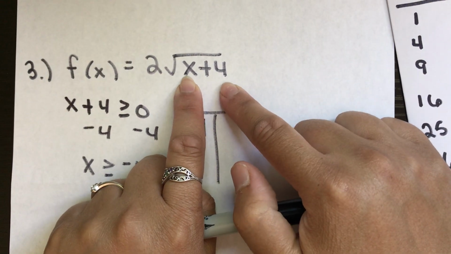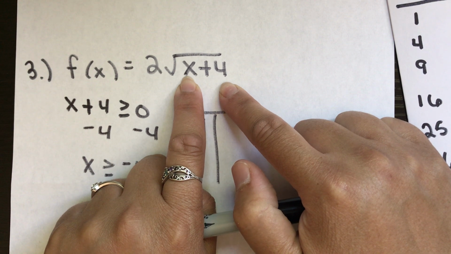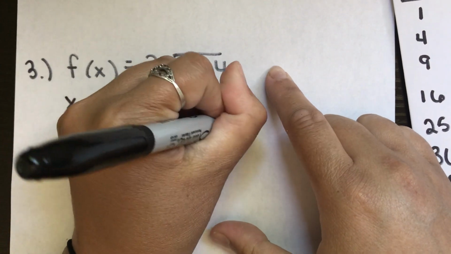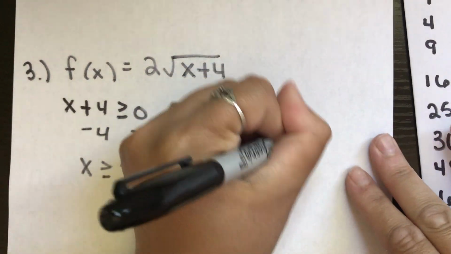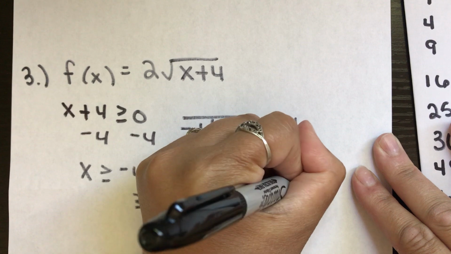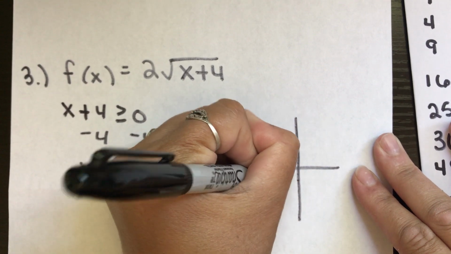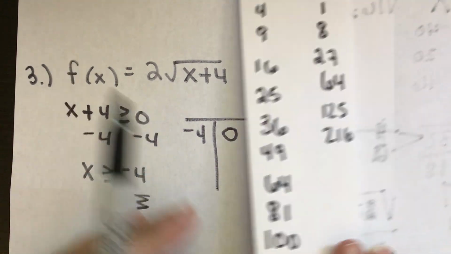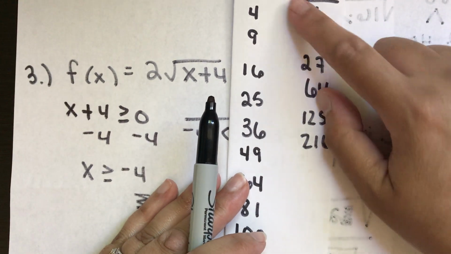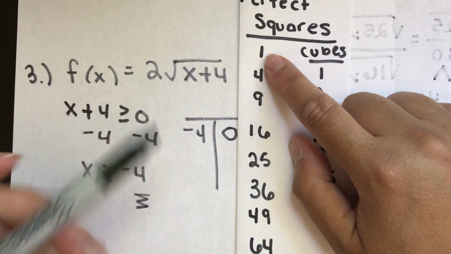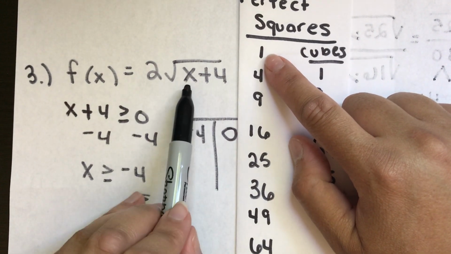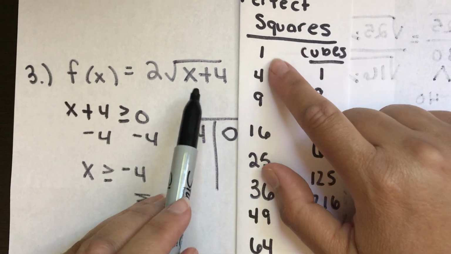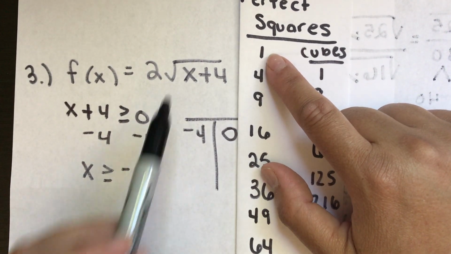Negative 4 plus 4 is 0. The square root of 0 is 0, and 0 times 2 is still just 0. So that is my first leftmost endpoint. Negative 4, 0. Now, think about my perfect square list here. What can I do here so that I get a 1 underneath? And I would encourage you not to go higher yet. Always start with the smaller one if you can.